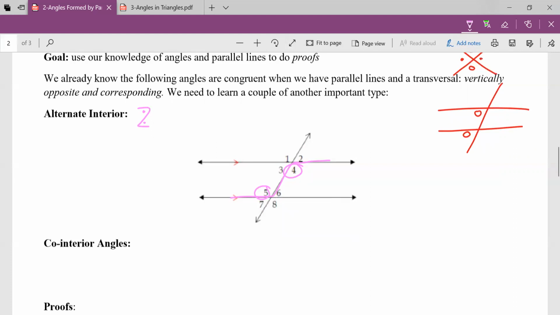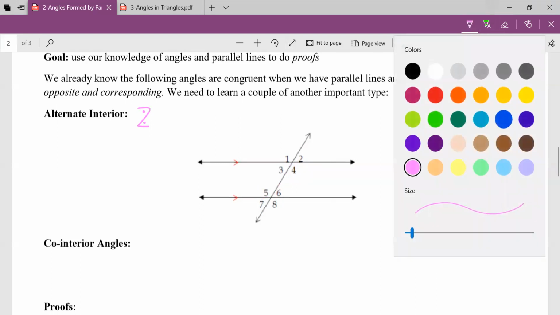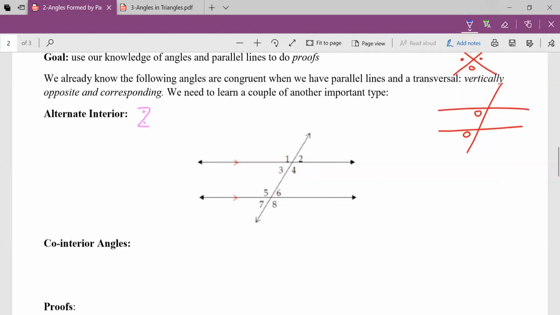Okay, co-interior, our next one. I'm just going to use the same diagram here. Co-interior means they're on the same side of the transversal. So I would say 3 and 5 are co-interior, and I would say that 4 and 6 are co-interior angles. That's it. If I make a C, more like a bracket, they're on the same side of the transversal. A couple more definitions for you, and let's go and do some proofs.